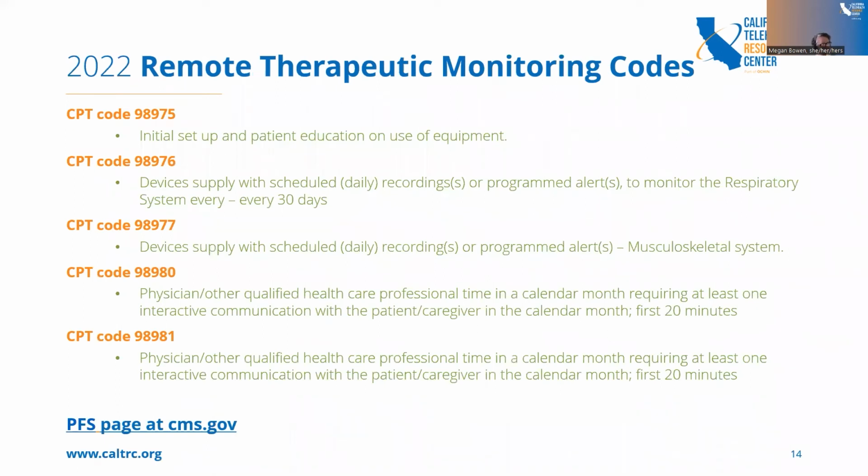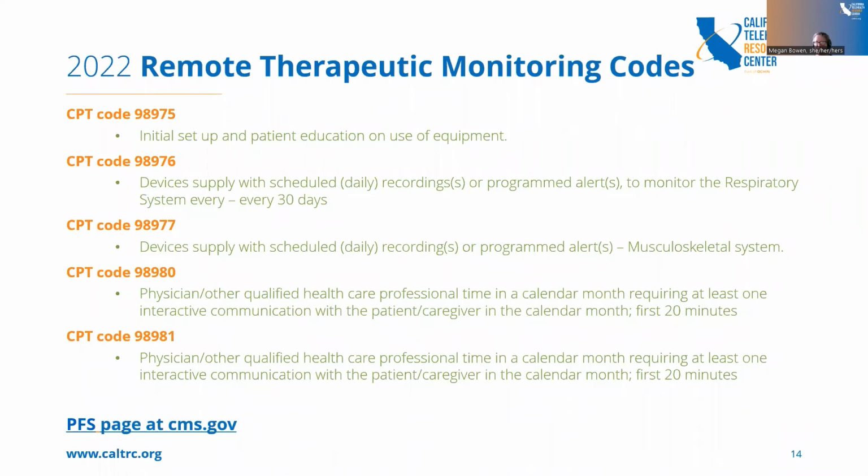Let's talk about remote therapeutic monitoring codes. So what's the difference between remote therapeutic monitoring codes and remote patient monitoring? Remote patient monitoring is the use of digital technology to capture and analyze patients' physiological data, such as blood pressure, glucose levels, lung function. By contrast, remote therapeutic monitoring focuses on non-physiological data, such as patient adherence and reported pain levels.